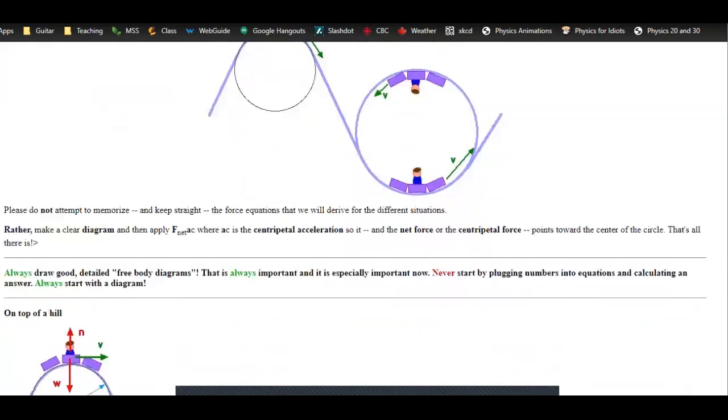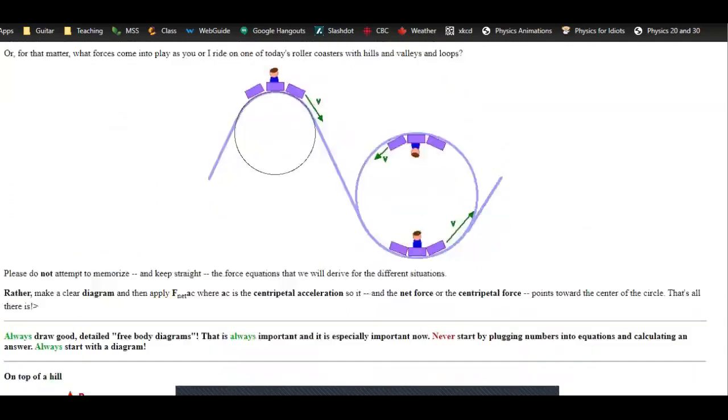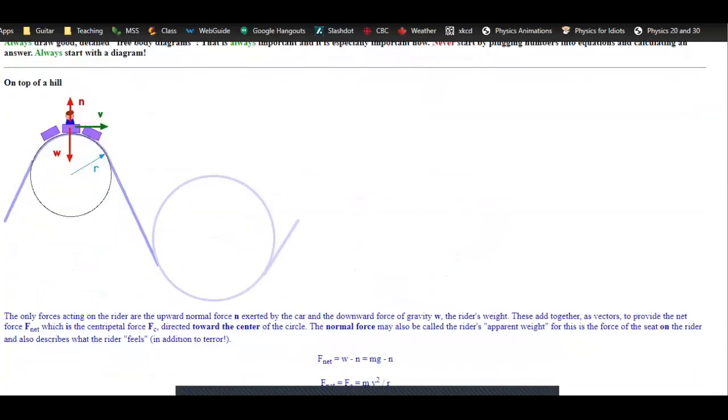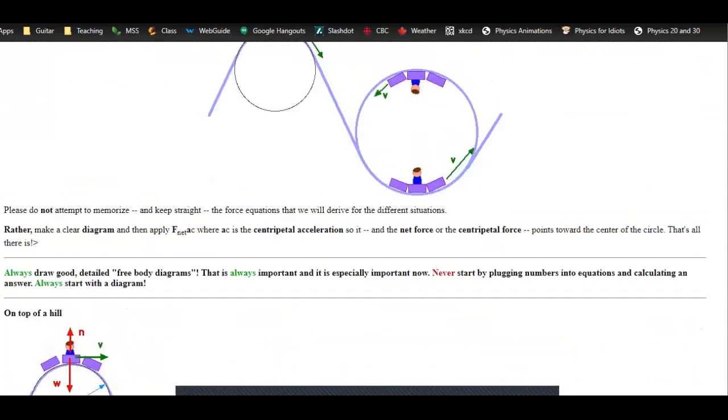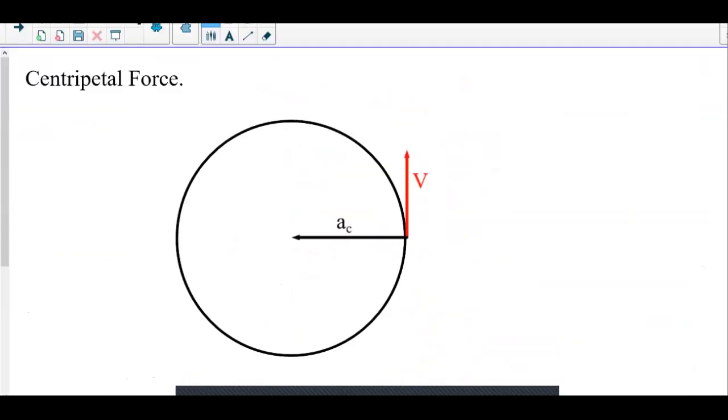It goes over your apparent weight and how you'd feel heavier or lighter depending on where you are on a roller coaster that is undergoing some uniform circular motion. You can read through that. I'll just go through some basics.